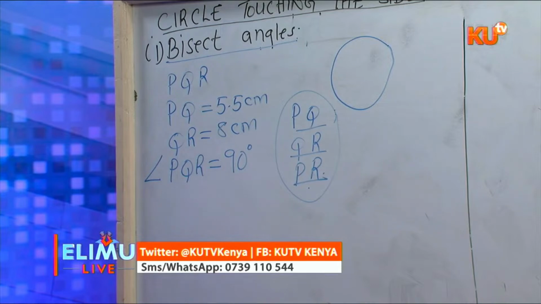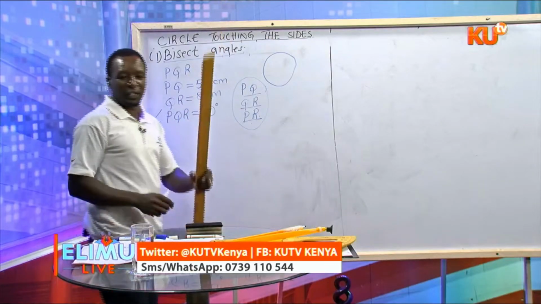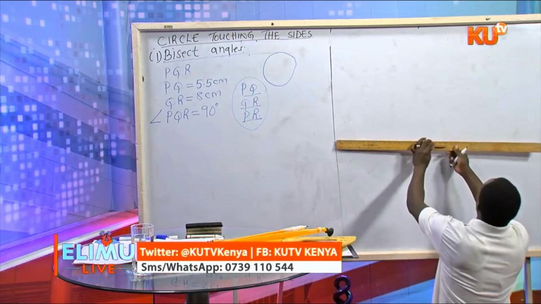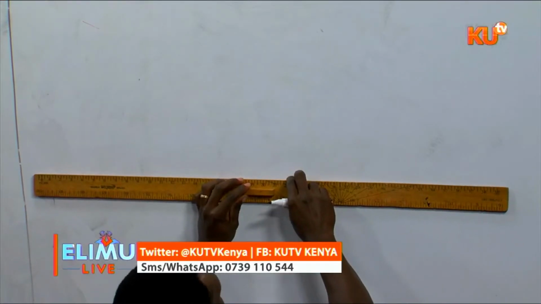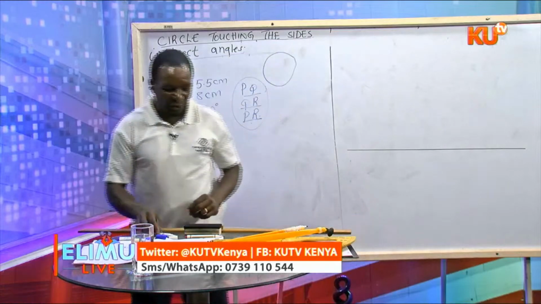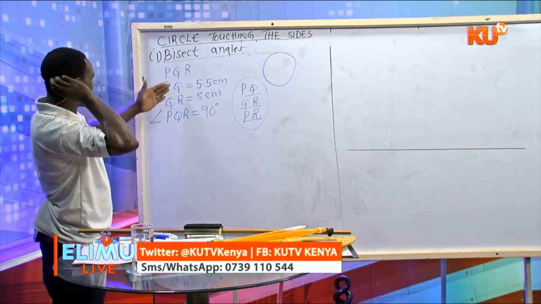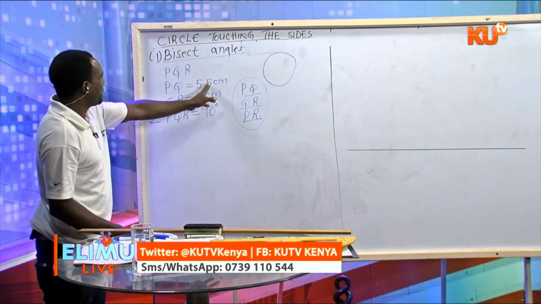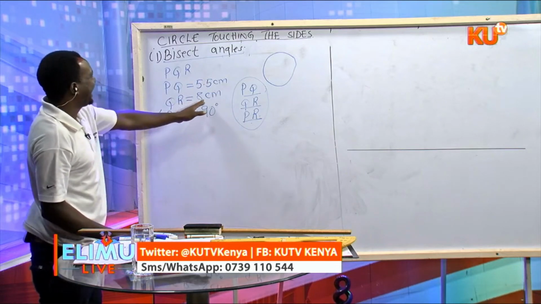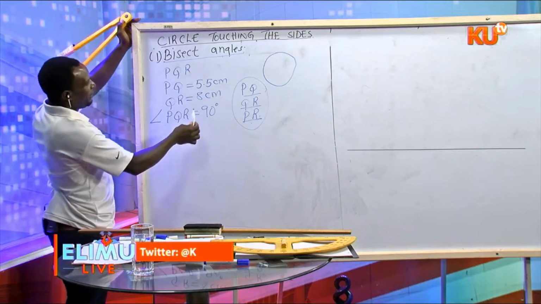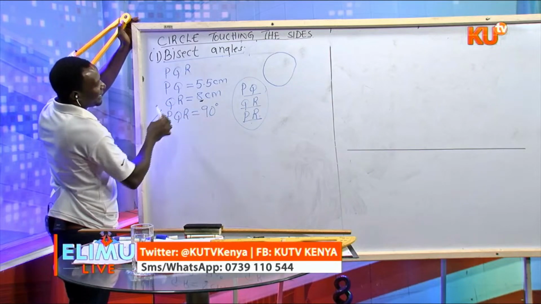Let us go to our construction. I'm sure there at home you have already drawn a long line. You're waiting for me to continue. So draw a long line. There it is. After drawing that one, now come to our information. We have PQ 5.5, QR 8 centimeters. I usually like using the longer side to be my base. And here I'm going to use 8 centimeters.